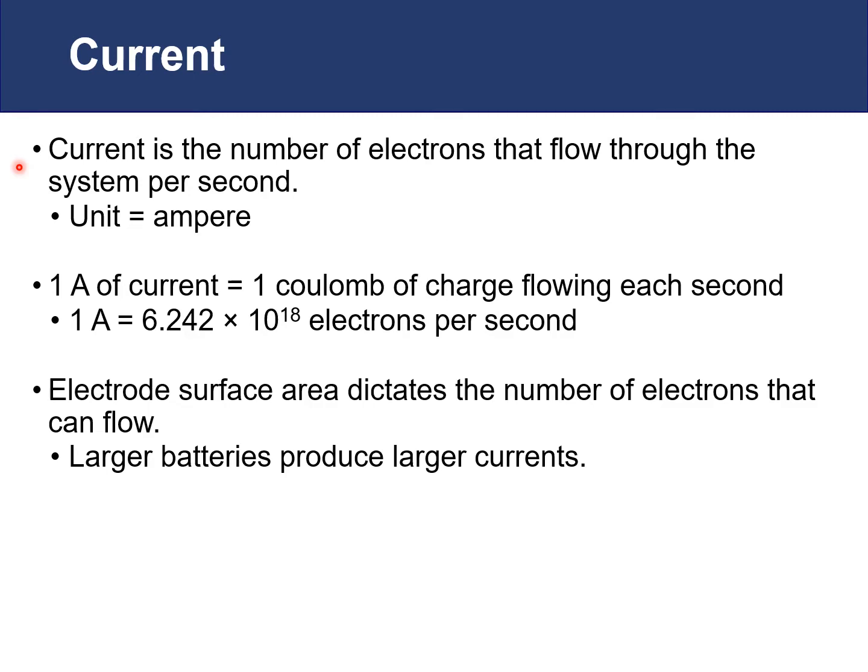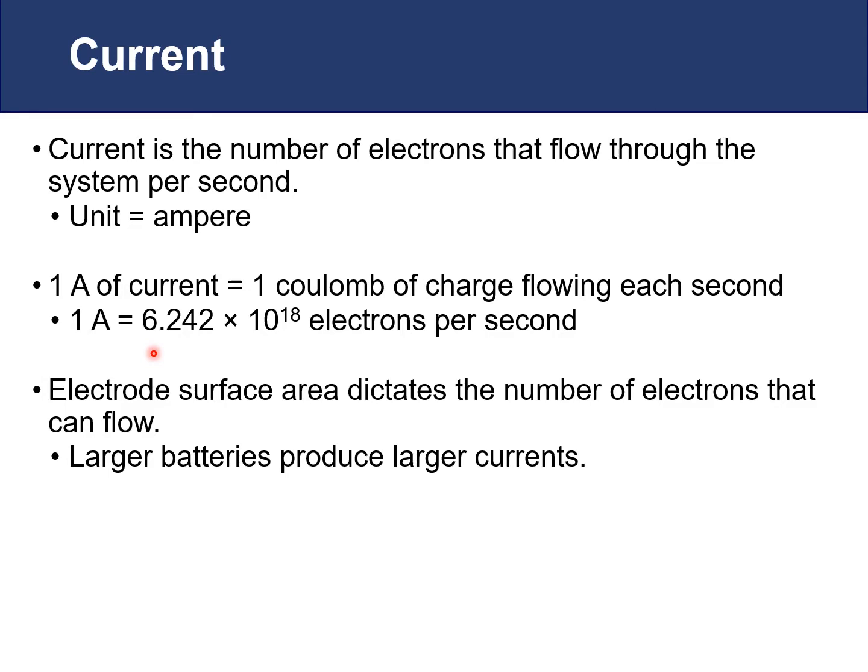The unit that we will be using for current is the ampere, sometimes called the amp. 1 amp of current is equal to 1 coulomb of charge flowing through our system each second. And to get 1 coulomb of charge, that 1 amp is equivalent to 6.242 times 10 to the 18th electrons moving per second through our system.